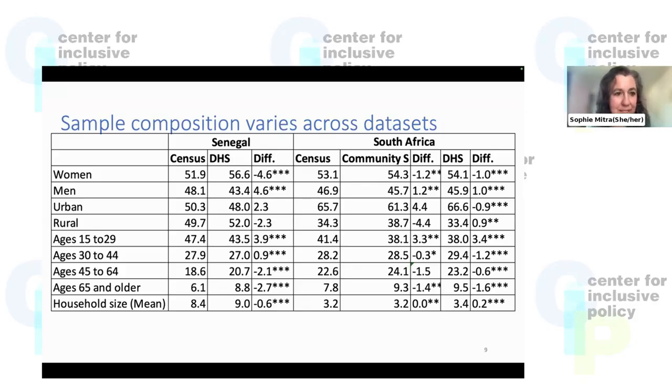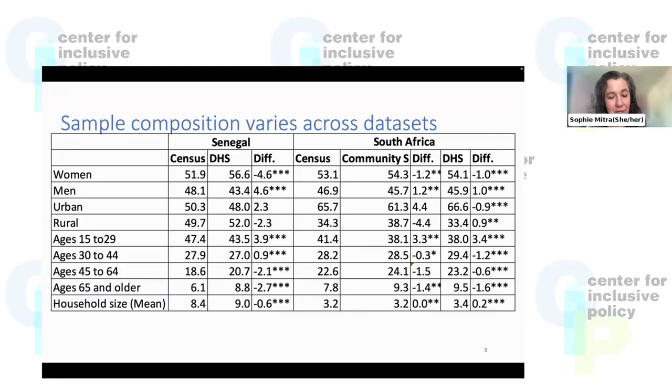So for Senegal, we can see that in the DHS, we have more women in our sample. We have 56.6% women versus 51.9% in the census. We also have more rural residents in the DHS, 52% versus 49.7% in the census. We also have more older adults in the DHS. And these results are also found in the South Africa data sets with more women, more older adults, and more rural residents, at least for the DHS. So here it shows that the surveys and the census could be capturing slightly different demographics, and these differences could be driving some of the differences in prevalence estimates.